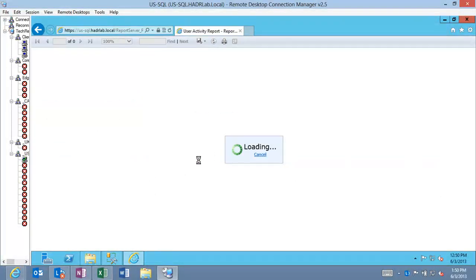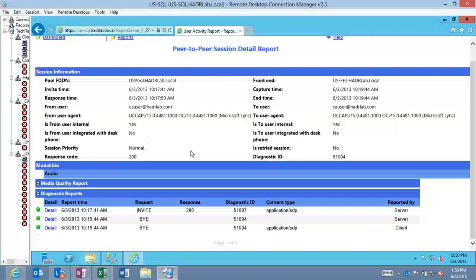So when I click on the detail of that call, you'll see here at the top, I have a number of pieces about the session itself. So what pool and what front end was this user connected to? Who was the from user and who was the to user? What user agent string were they using? So what version client build of the Lync client were they using? So I know that when I look at that and I see UCC API 15.0.4481.1000, that those users were using Lync 2013, what we call C1 client.